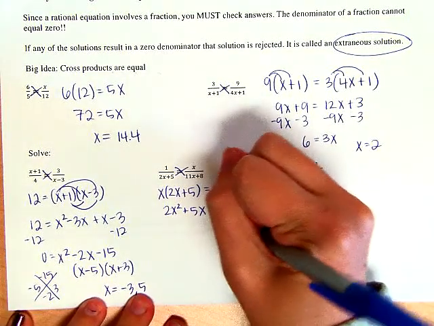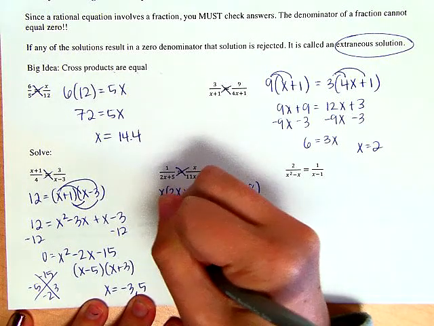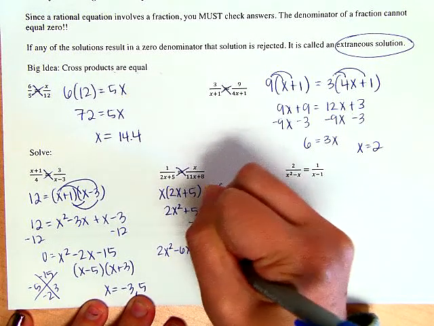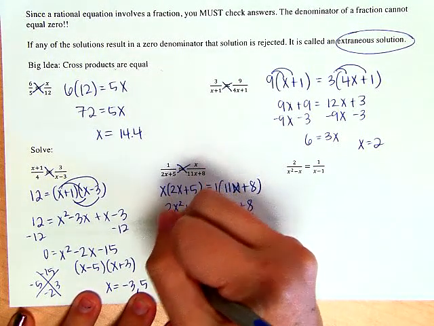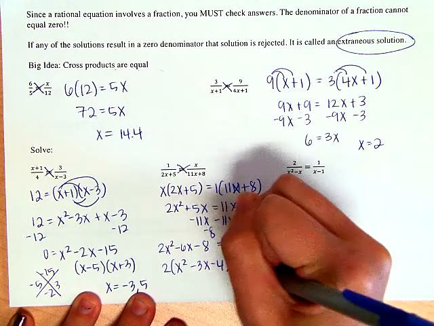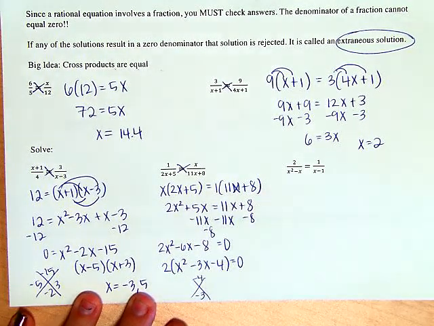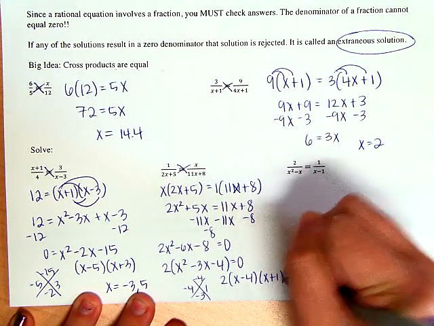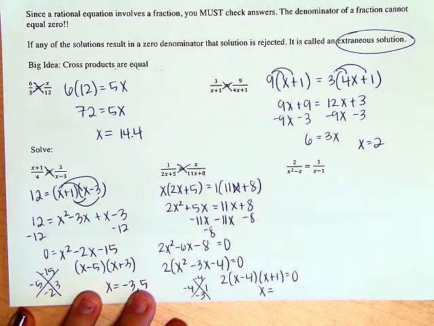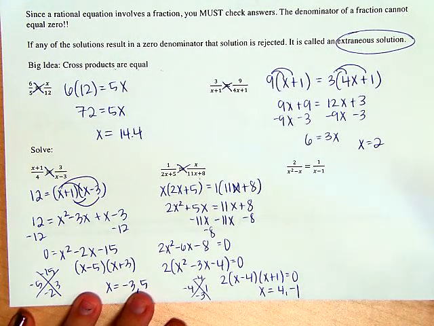Okay, so let's subtract 11x over and subtract 8 over, so it's equal to 0. So we got 2x squared minus 6x minus 8. I noticed that everything is divisible by 2, so I'm going to take a 2 out of that to make my factoring easy. Because now I just want to see what multiplies to be negative 4 and adds to be negative 3. It's negative 4 and 1. So we have x minus 4, x plus 1, which means x equals 4 and negative 1. Again, check the denominators. Yep, you're good on both of those numbers. That means we're good.